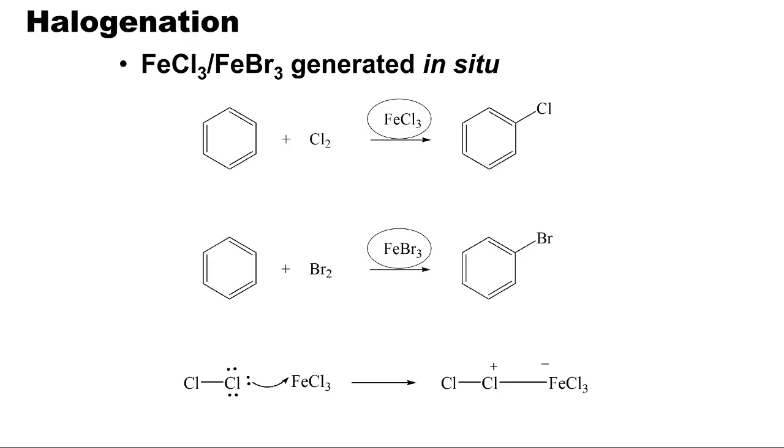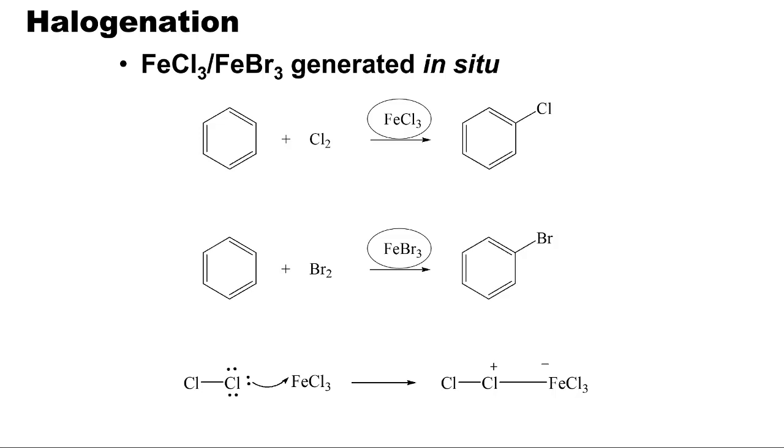So here are a couple of examples of halogenation reactions on benzene using chlorine and ferric chloride, that's iron(III) chloride, and bromine and ferric bromide. So these are essentially chlorination and bromination reactions.